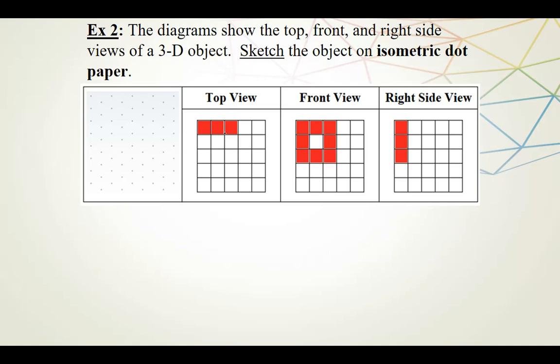So I'm going to start off by drawing the top view perspective. And again, remember from the top view perspective that this is going to represent the length. And this side represents the width. Okay. This is the height. This is going to be the length. And this is going to be the width.